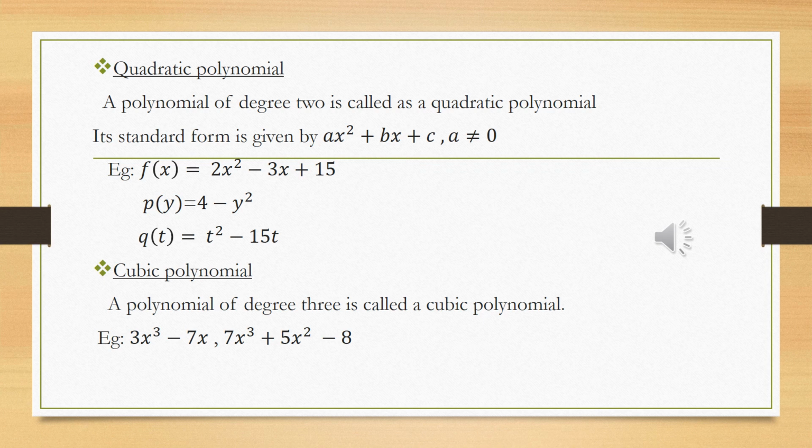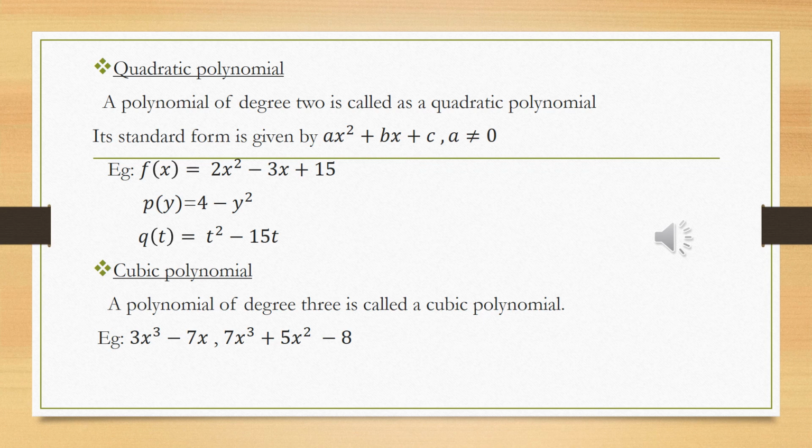Second example, p of y is equal to 4 minus y square, where the variable is y and the power of the variable is 2. q of t is equal to t square minus 15t, where t is the variable and the highest power of the variable is 2. Cubic polynomial.